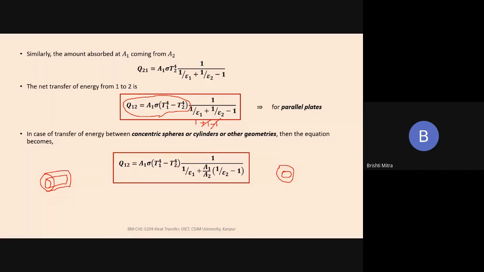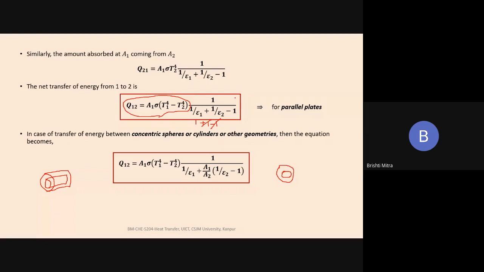A1 sigma (T1 to the power 4 minus T2 to the power 4), into 1 by (1 by epsilon 1 plus (1 minus epsilon 2 by epsilon 2) multiplied by the ratio of the areas of 1 and 2). 1 could be the inner one, 2 could be the outer one, for the case of spheres or cylinders, whichever one is the case. But the areas are different. But in the case of the first one, when we're talking about two parallel plates, since the areas are same, this term becomes equal to 1.